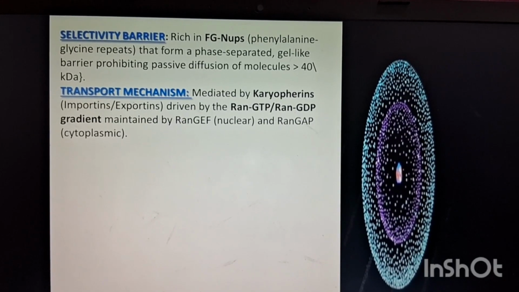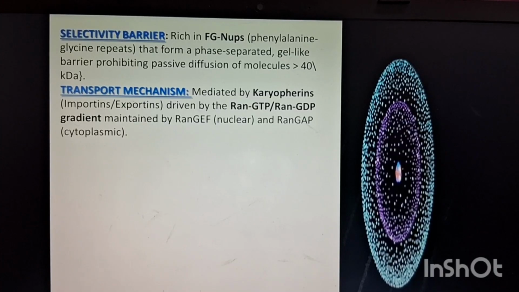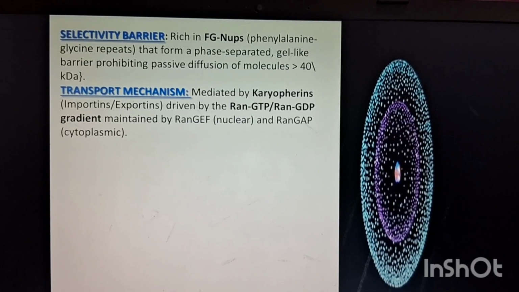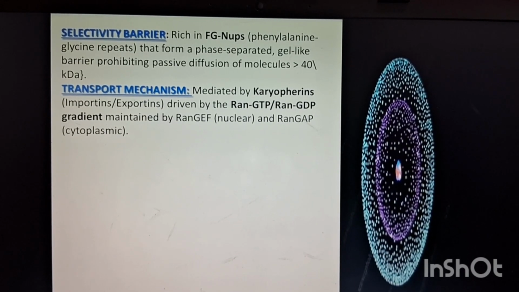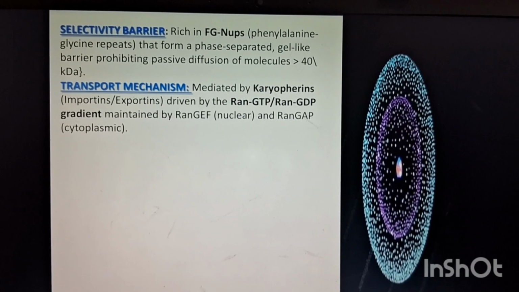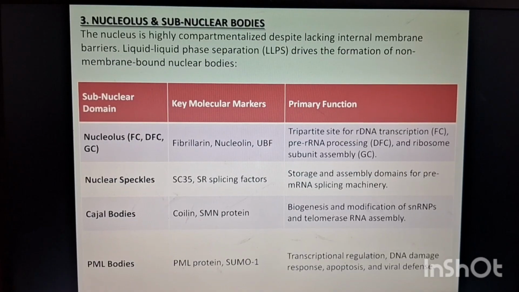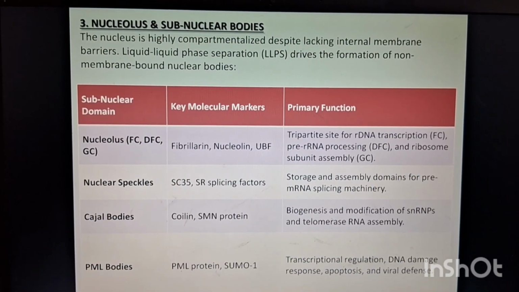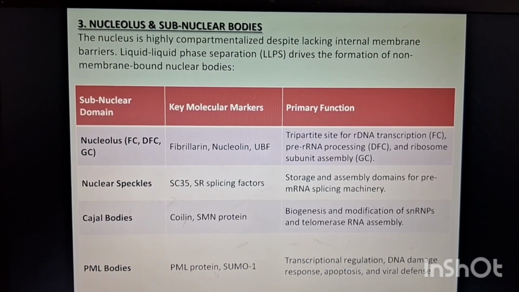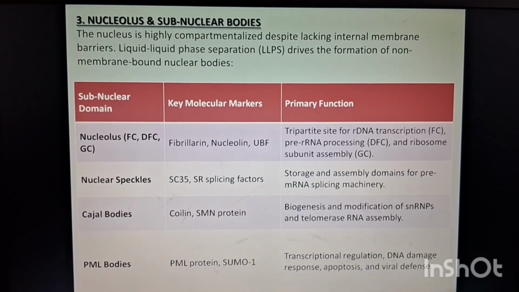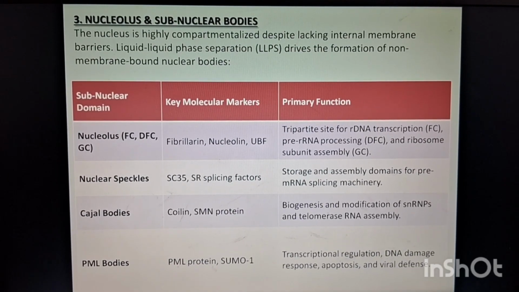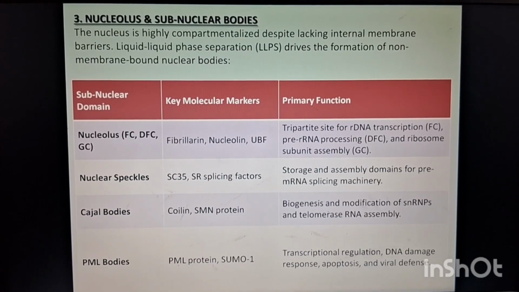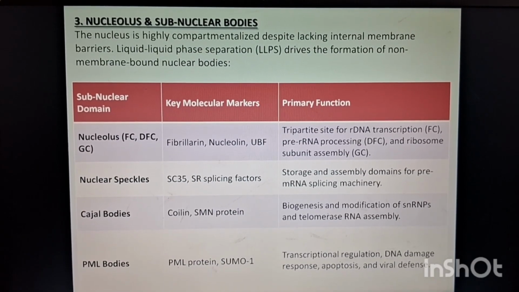Next, the transport mechanism, mediated by karyopherins, that is importin or exportin, driven by the RAN-GTP and RAN-GDP gradient maintained by RAN-GEF and RAN-GAP, that is the cytoplasmic pump. Nucleolus and subnuclear bodies. The nucleus is highly compartmentalized despite lacking internal membrane barriers. Liquid-liquid phase separation, that is LLPS, drives the formation of non-membrane bound nuclear bodies.